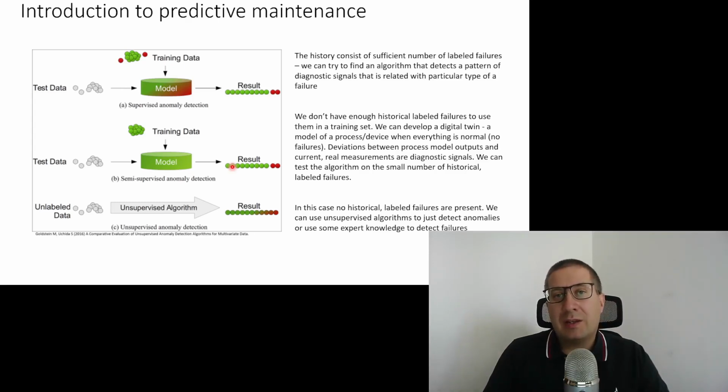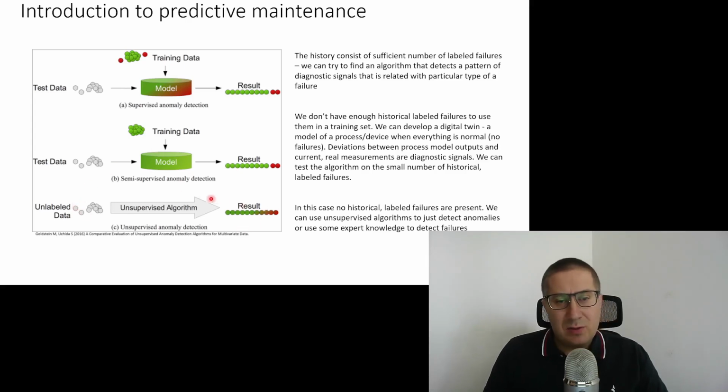Then we can create a model of normal behavior and compare the output of this model with sensor values. If there is a difference, we can estimate the risk of a failure based on this difference.